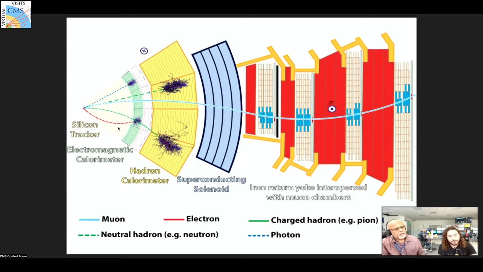And then we have the silicon strip detector. There we have silicon sensors, but instead of individual pixels, we have strips that collect the signals, and we read out their position that way.